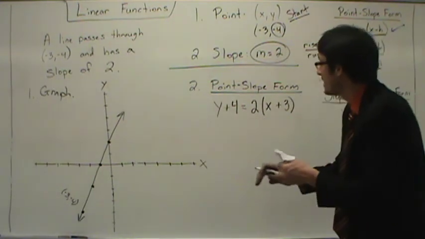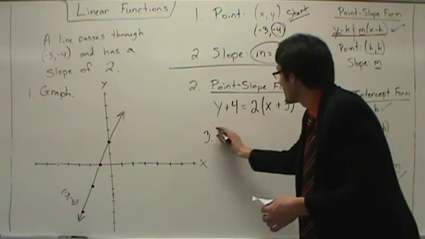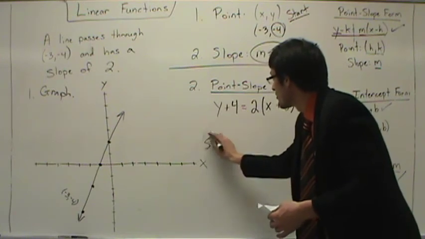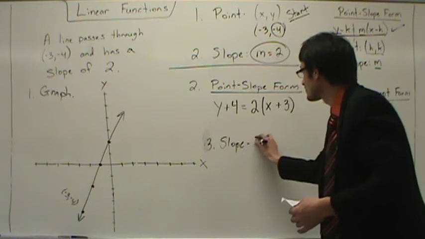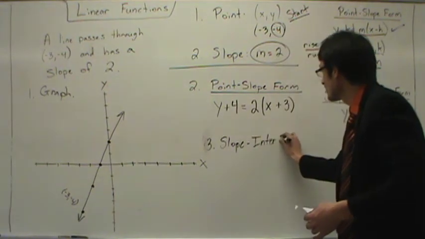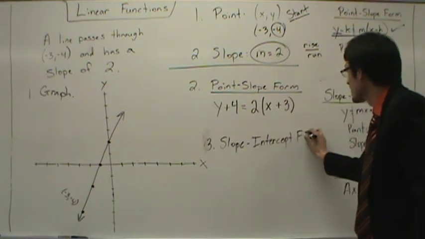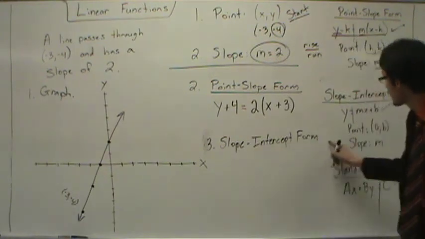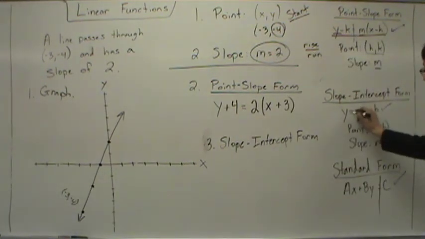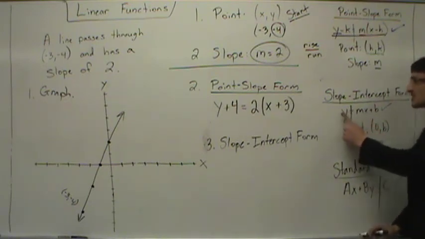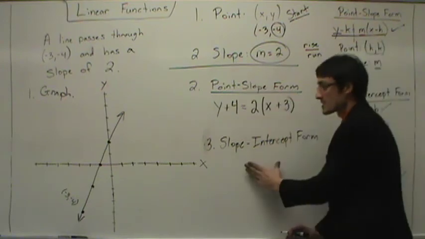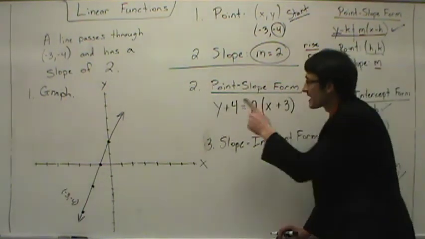Now, step 3 is to find the slope intercept form. Okay. Now to find slope-intercept form, we look. Slope-intercept form says what? Y equals mx plus b. Notice, what is unique about slope-intercept form? Notice that y is by itself on the left side of the equality. So to get from point slope form to slope-intercept, what do we have to do? We have to get y by itself.